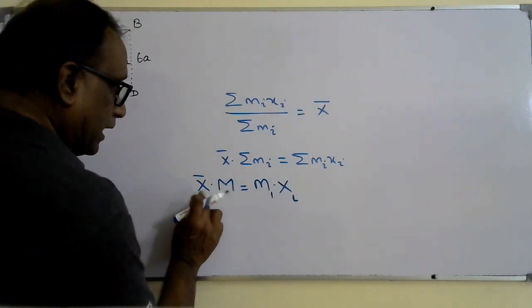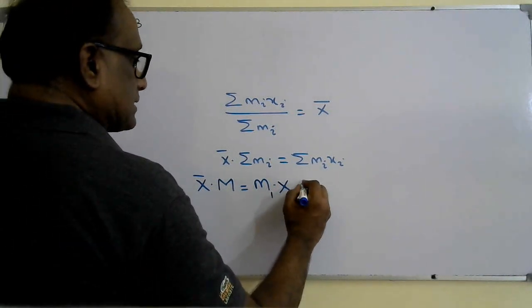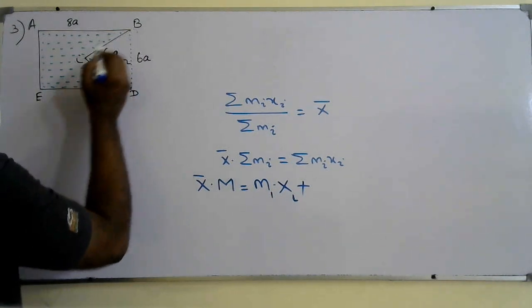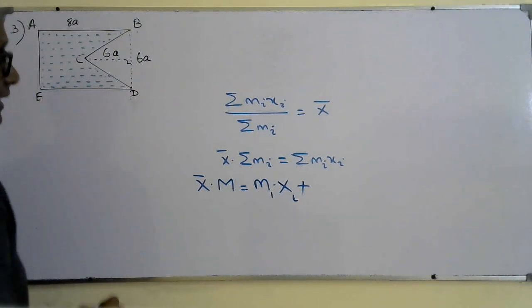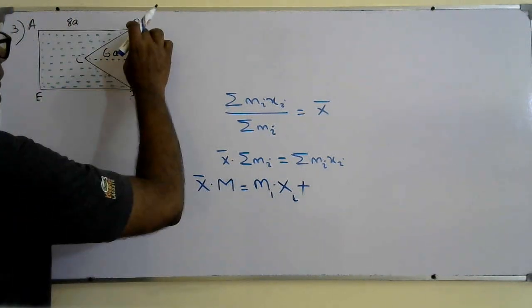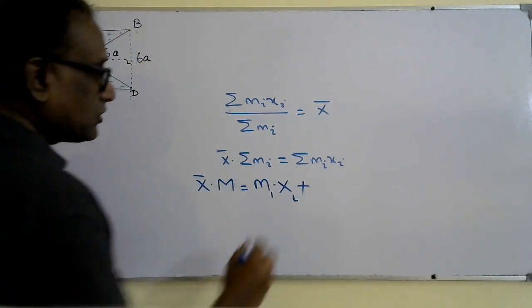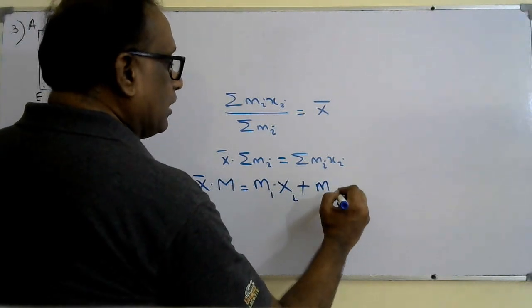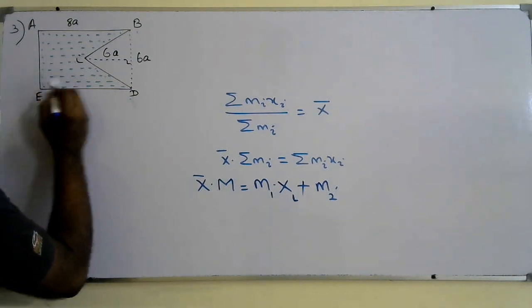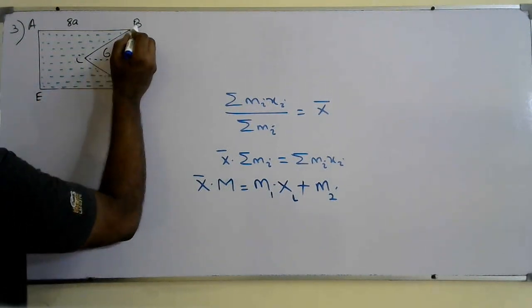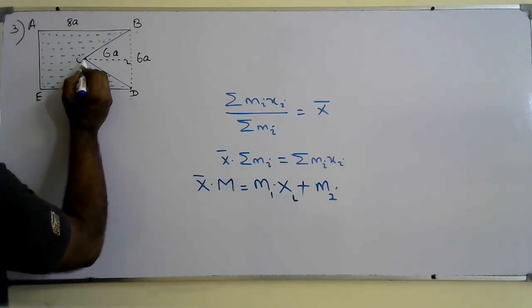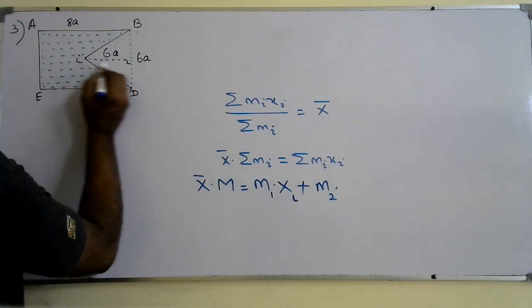The x bar we know. Plus the mass of the triangle BCD, which we can find: half into base into height into the mass per unit area. Let it be M2, into its center of mass from AE. We can find it because we know the distance of the center of mass of the triangle BCD from the vertex will be 2 by 3 of the median.